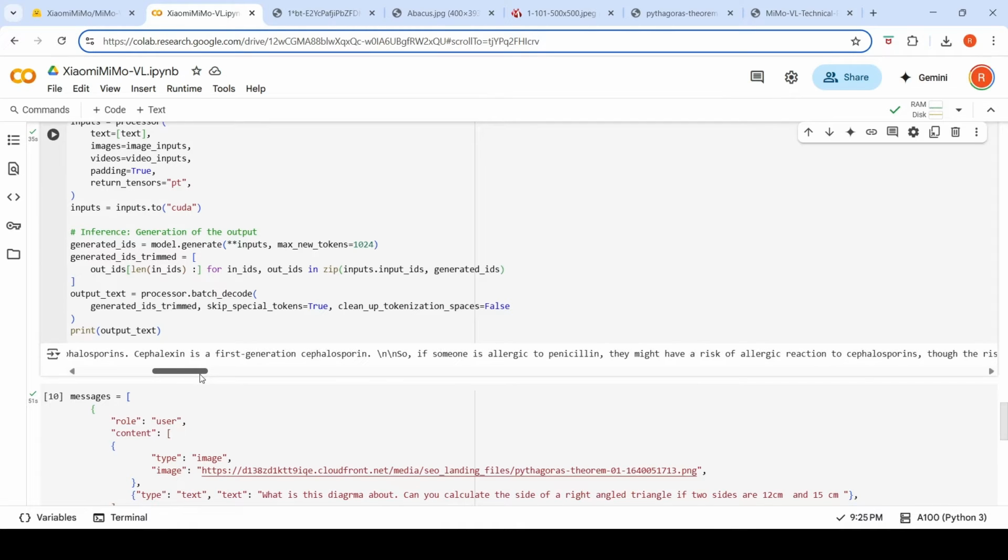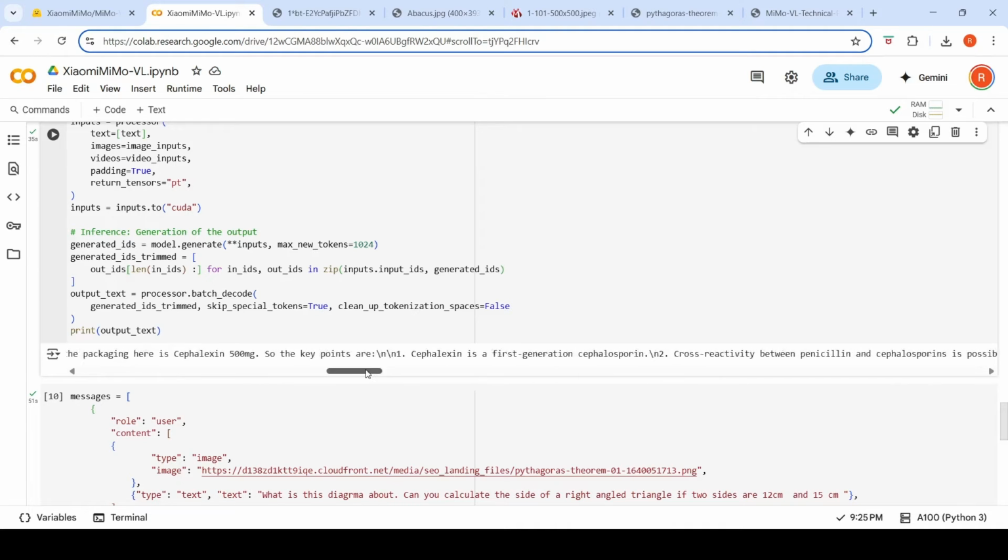So if someone is allergic to penicillin, they might have a risk of allergic reaction to cephalosporin. However, the risk is lower than with penicillin, but it's not universal. So what is the final conclusion? Do not take this medicine without first talking to a healthcare provider. The risk exists, especially with severe penicillin allergies. Penicillin allergic patients react to cephalosporin. Do not take this medicine.